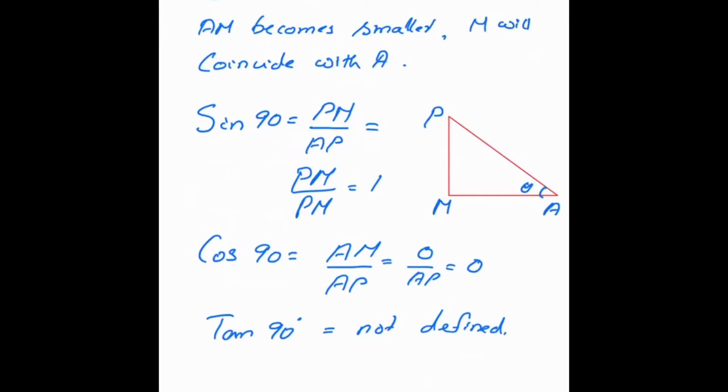Now theta is equal to 90 degrees. So here, when theta becomes 90 degrees, AM becomes smaller and M will coincide with A. So sine 90 will become opposite side by hypotenuse, PM by AP, so PM by AP will become 1. Similarly, cos 90 is 0. So tan 90 is not defined here, because sine by cos will become 1 by 0. So it is not defined.